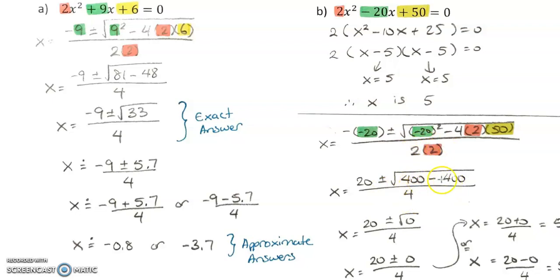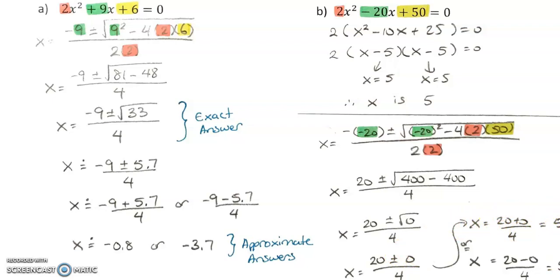Now I'm going to work on the inside, which will give me a 0, and when I square root that, the square root of 0 is 0. So my two answers are 20 plus 0, all over 4, which is equal to 5.